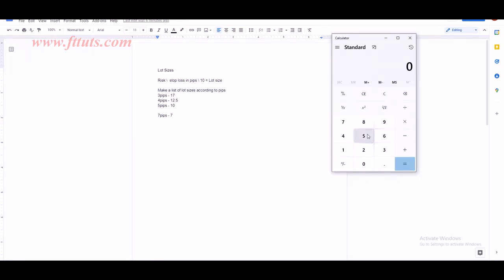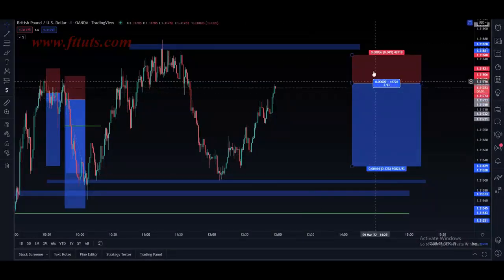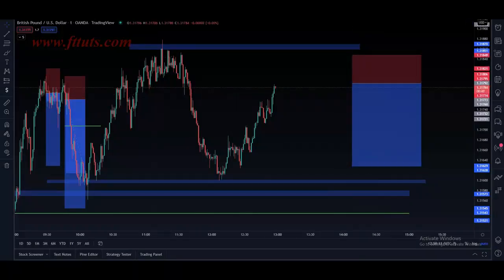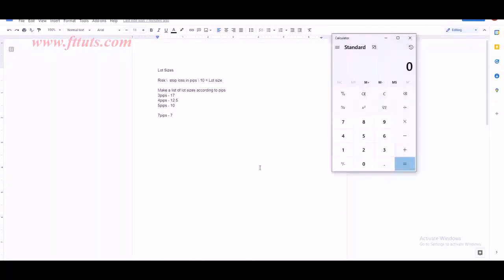So let's say for this trade, let's just make this a trade. We've got a 5.6 pip stop loss. So we're going to do our 1%, in this case 500. We're going to divide it by 5.6, and then we're going to divide it by 10. Same equation no matter what account size you have. 8.9 lots. 8.9 lots is the correct lot size for this.